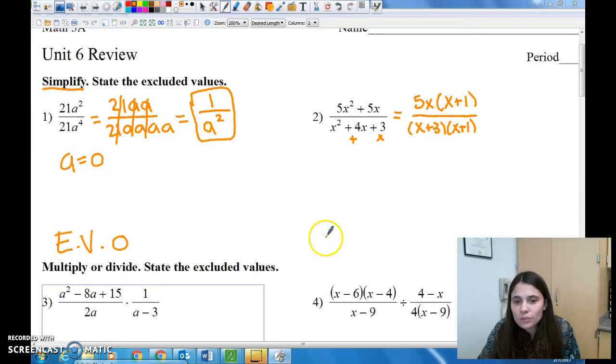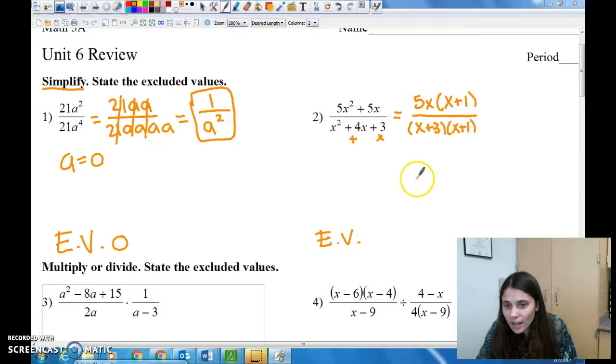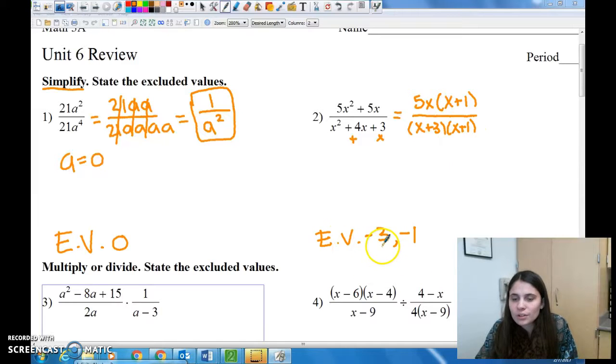Now that this is in factored form, I can go ahead and do my excluded values. So my excluded values are any x values that make the denominator 0. So if I plug a negative 3 in for x, negative 3 plus 3 is 0. So that's no good. And if I plug a negative 1 in for x, negative 1 plus 1 is 0. So that's no good. So those are my two excluded values.